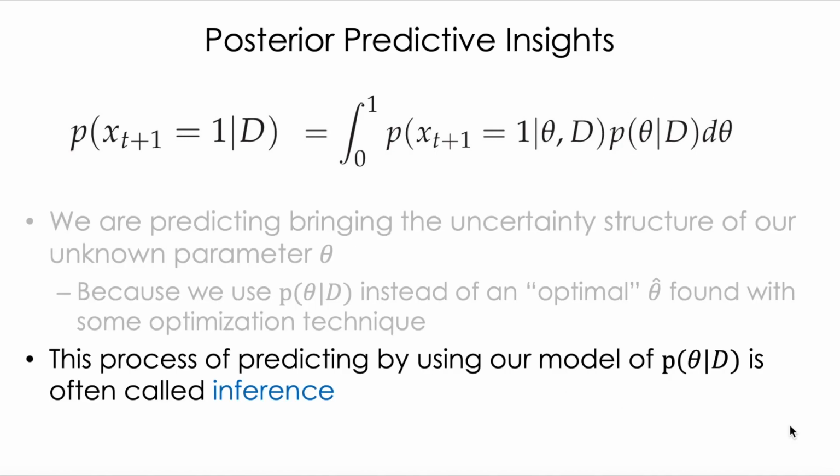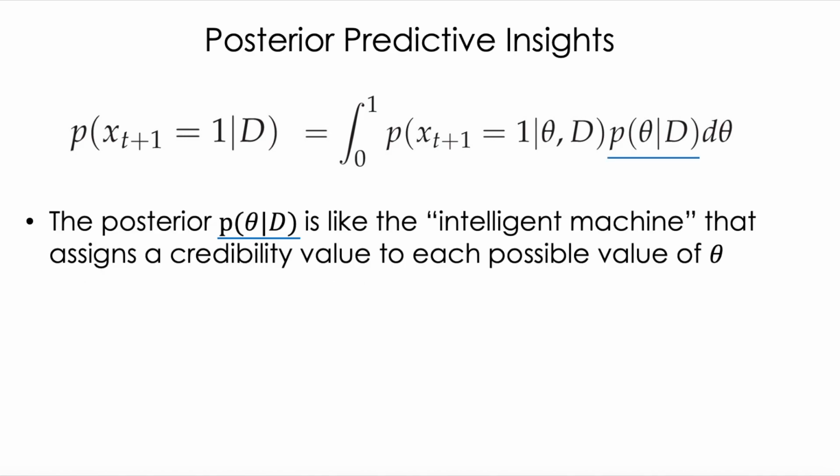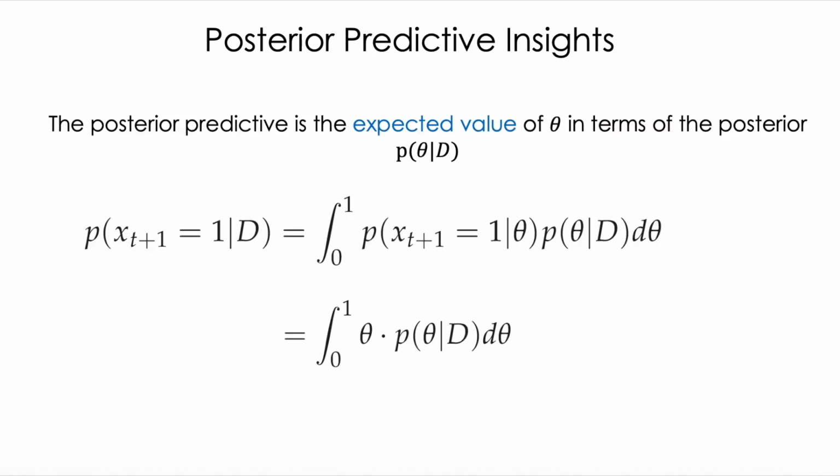And in general, the process of making predictions by using our model is often called inference, right? And it's actually being used across machine learning in many different models. So whenever we already have a model and we use it to make predictions, then we are making inference. You can see here that the posterior is like our intelligent machine that is all the time assigning a credibility value to each possible value of theta.